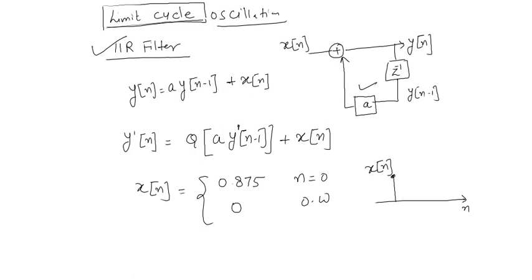A is the pole followed by a delay, right? So the output y of n can be written as a times y of n minus 1 plus x of n, where x of n is the input, right? So when we implement it in hardware, definitely we have to quantize it, right? Because we are dealing with just finite numbers, we have limited bits, so we have to definitely quantize. So your output will also be quantized. So I am denoting it by y dash of n.